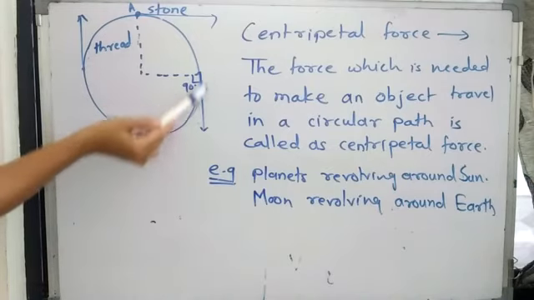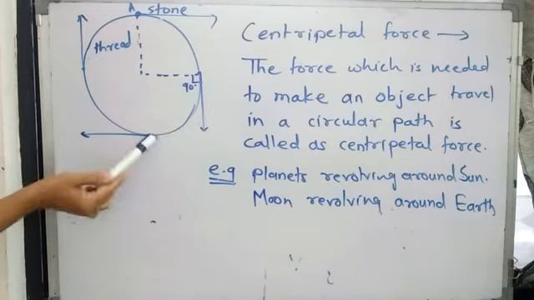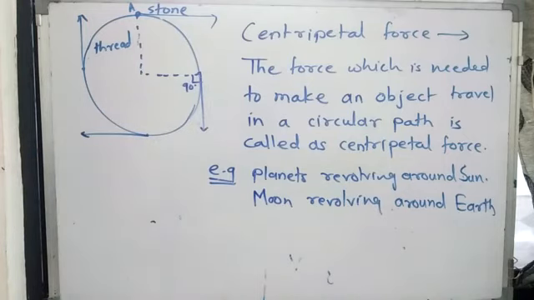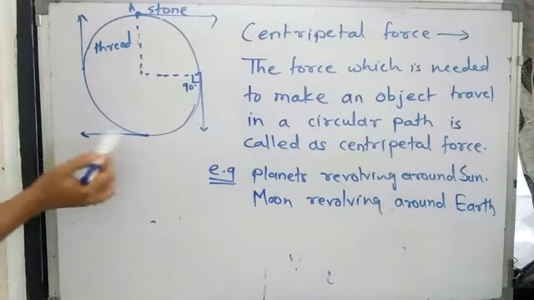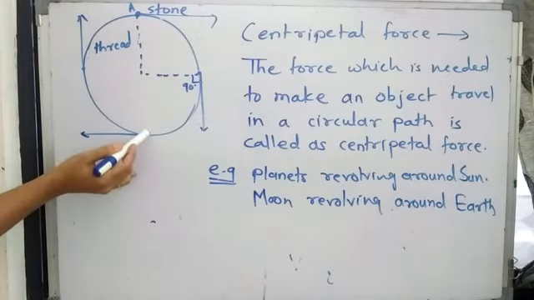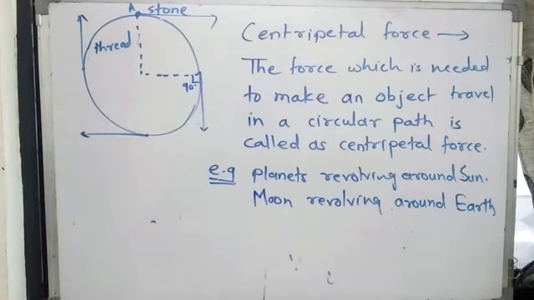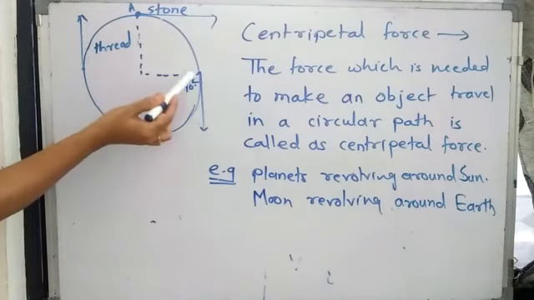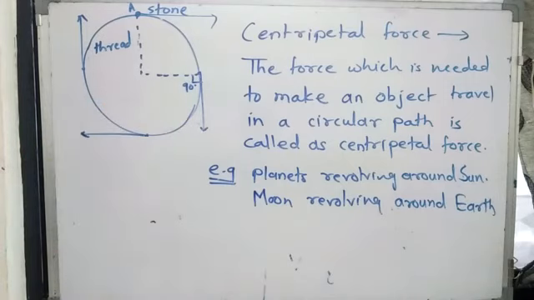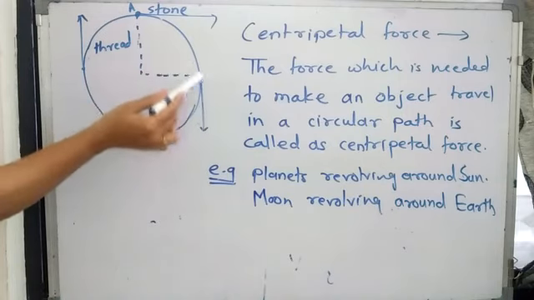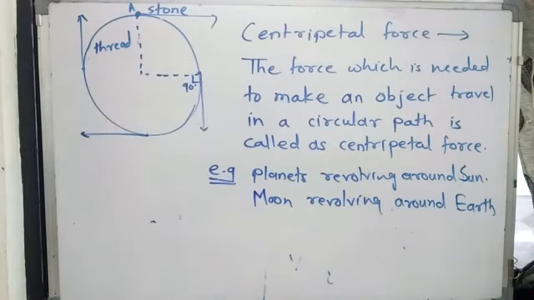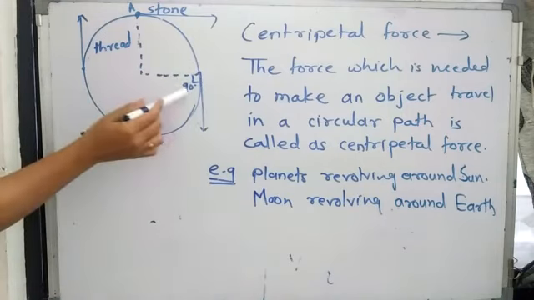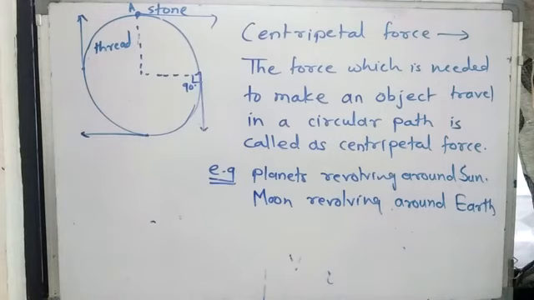Now this line segment is called a tangent. A tangent is nothing but the line which touches the circle at one point. The line which touches the circle at one point is called a tangent. If we see, this is the radius of the circle and this is the tangent of the circle, and the tangent and radius are always perpendicular to each other. So here we have an angle of 90 degrees between them.